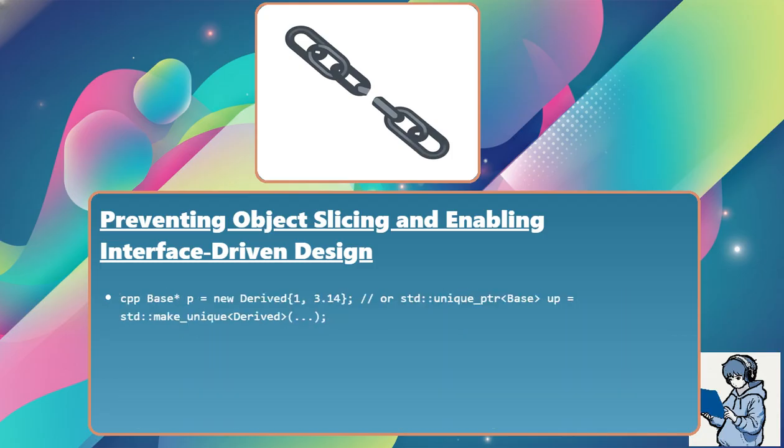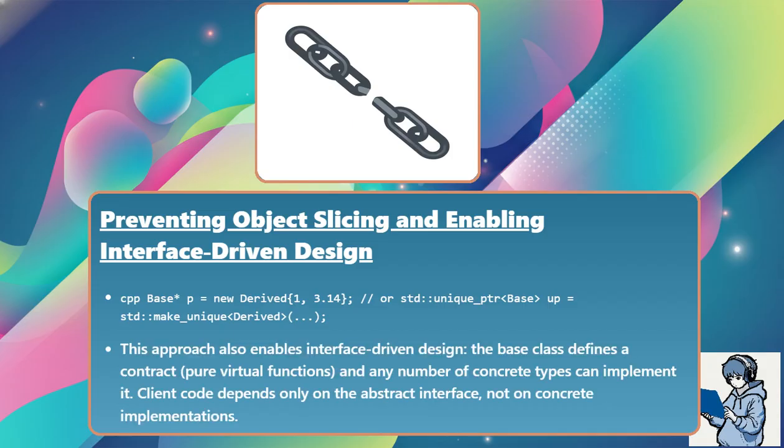Base* p = new Derived{1, 3.14}; or std::unique_ptr<Base> up = std::make_unique<Derived>(); This approach also enables interface-driven design. The base class defines a contract, pure virtual functions, and any number of concrete types can implement it. Client code depends only on the abstract interface, not on concrete implementations.